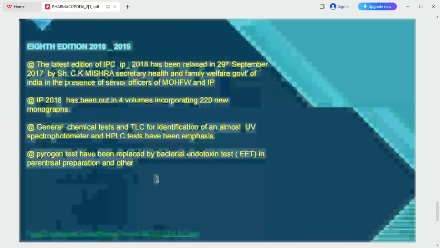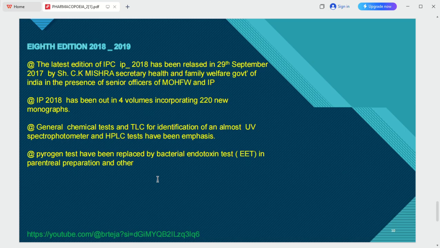Okay, last one, 8th edition of Indian Pharmacopoeia. Year of publication 2018 and year of addendum released in 2019. Okay, generally chemical tests and TLC for identification of any article have been almost eliminated, and more specific infrared and UV spectrophotometer and high performance liquid chromatography tests have been given emphasis. Okay, the use of chromatographic methods has been greatly extended to cope with the need for more specificity in assays, particularly in assessing the nature and extent of impurities in ingredients and products.